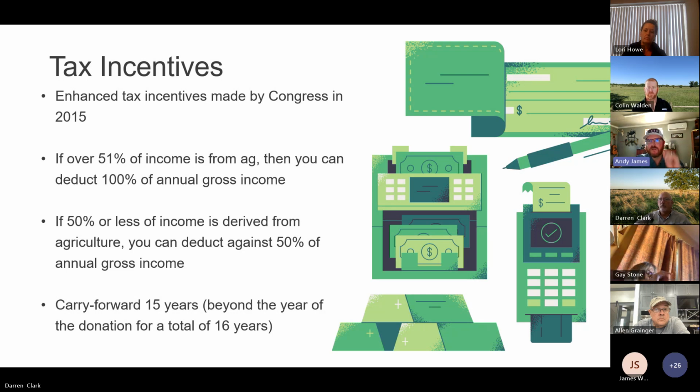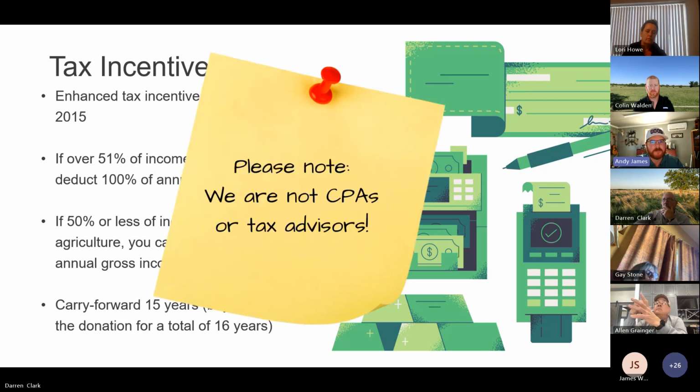And just in a real short example, if the value of the easement is worth $1 million, then you would have 16 years to utilize that $1 million tax deduction. So it could be very beneficial to a lot of folks in a lot of cases.